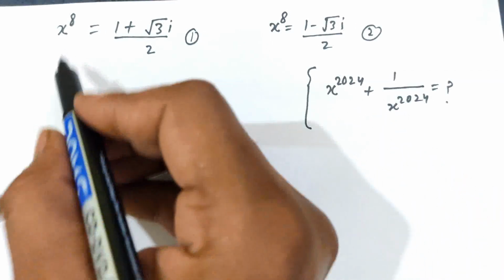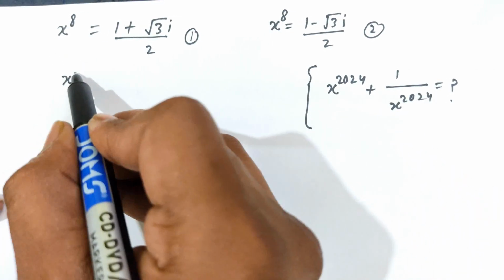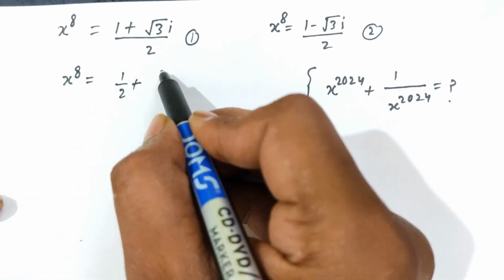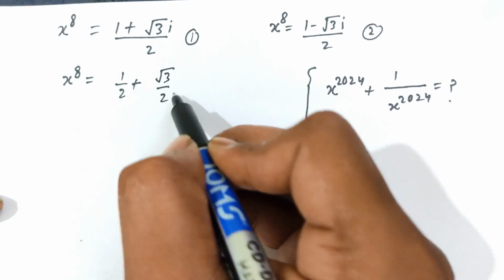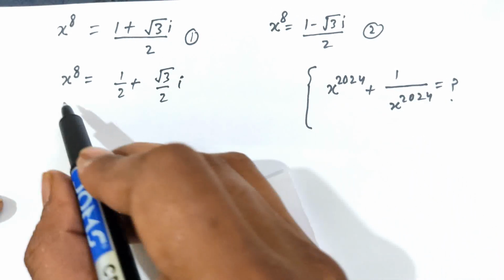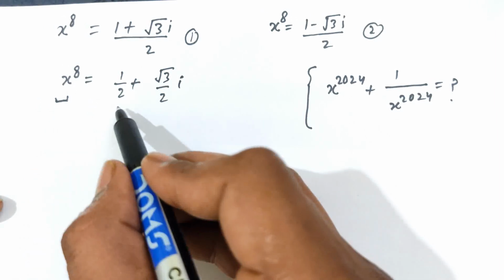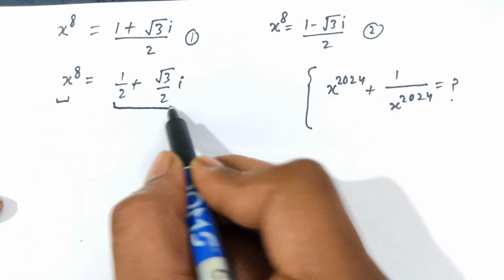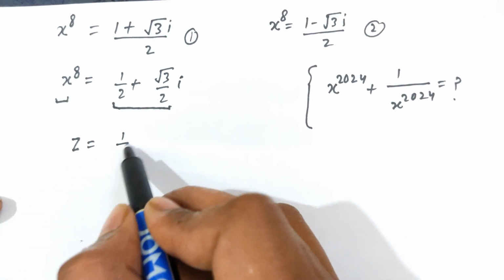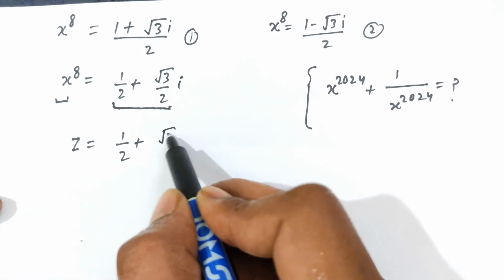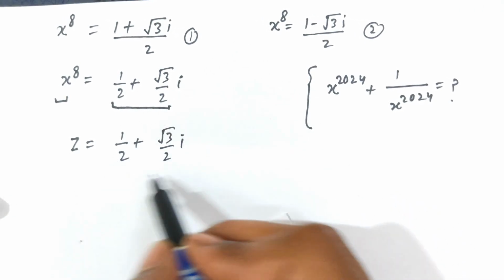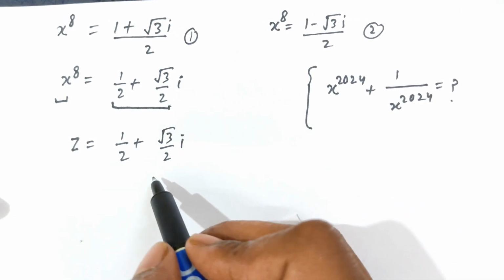Now here, students, look carefully. X power 8 is equal to 1 by 2 plus square root of 3 divided by 2 iota. In the left hand side we have x power 8, and in the right hand side we have a complex number. This complex number is z is equal to 1 by 2 plus square root of 3 divided by 2 iota. Now, students, we will convert this complex number into polar form.